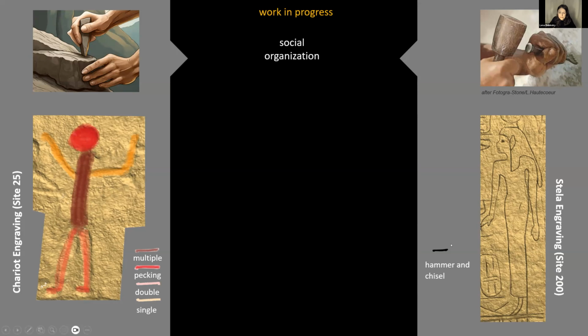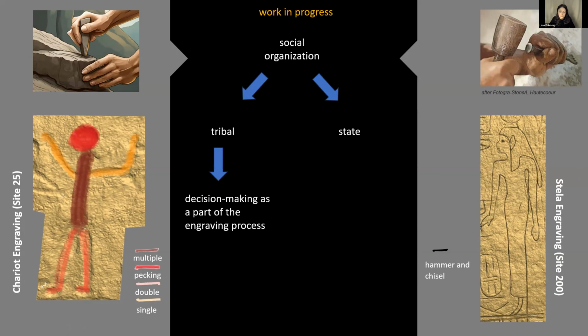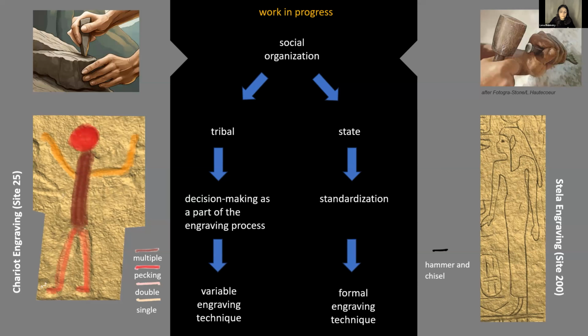We found that the stela, which is clearly Egyptian formal engraving, contains one single technique, the hammer and chisel technique, as illustrated here. We are working to show now how different levels of social complexity can be connected to the differences between the engraving methods. The decision as to which technique to use for which element is a part of the engraving process, allowing for integration between variable engraving techniques, versus the standardization of the engraving method that results in adoption of a formal, uniform engraving protocol.